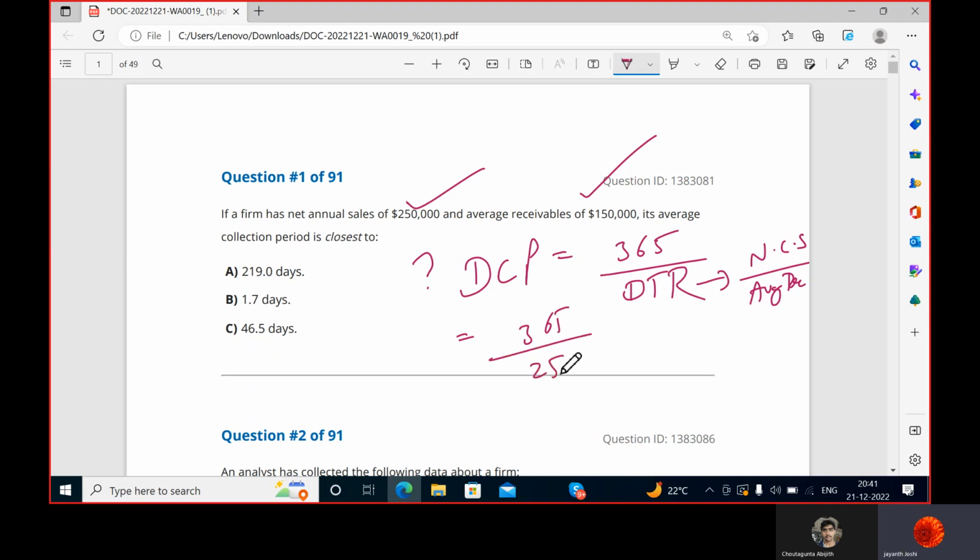Now you put all the things there. 365 divided by 250 by 150. You can divide these two and divide 365 by that. I'll cancel this: 5 5s are 25, 3 5s are 15. 5 by 3 is 1.66. 365 by 1.6666, so how much do you get? 219. Yeah, that is the answer.